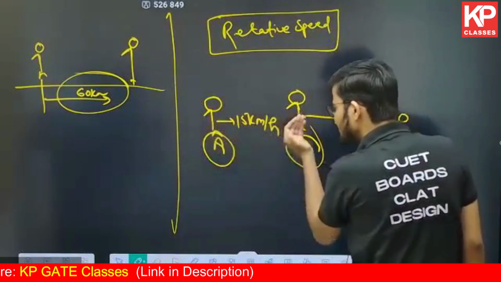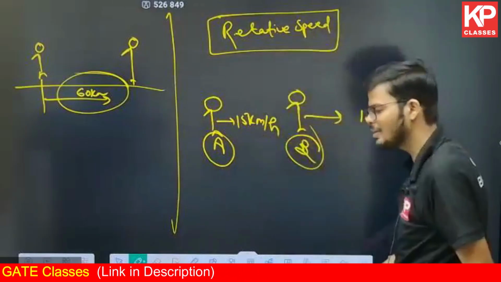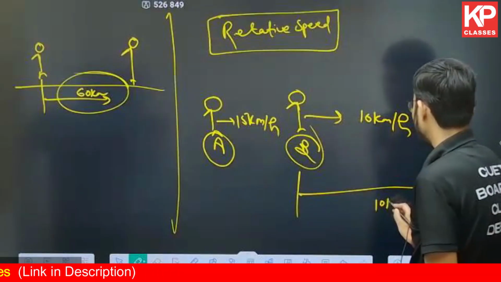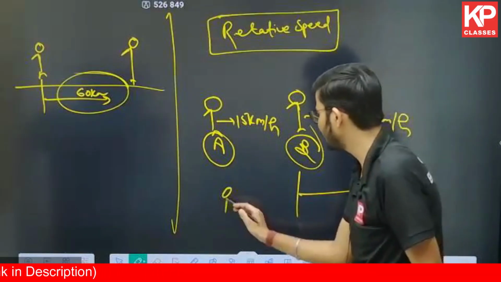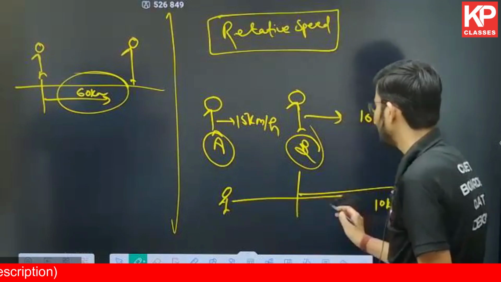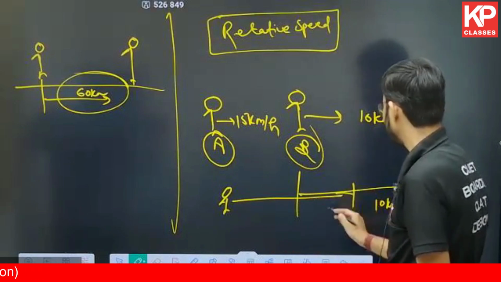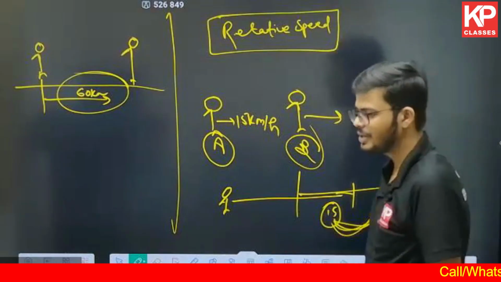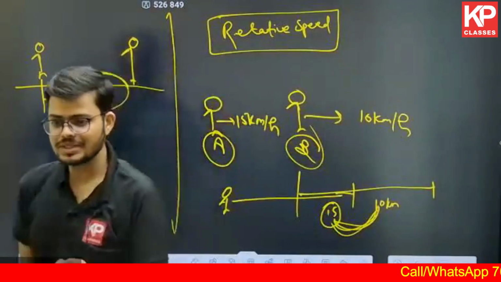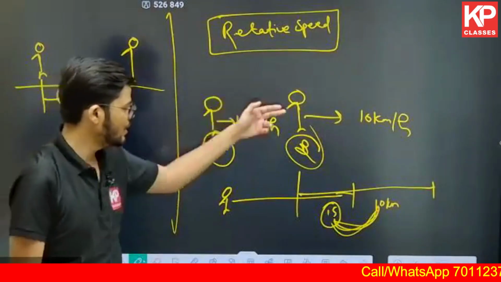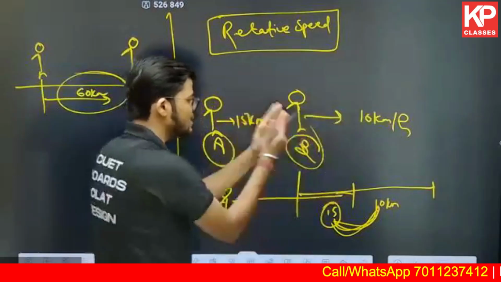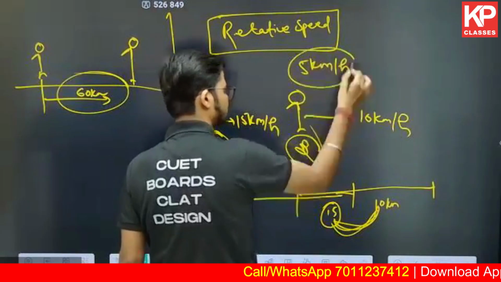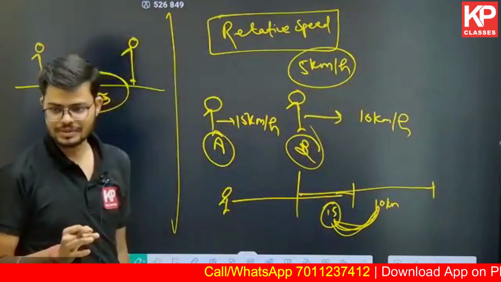Now, the second case will be: what is the speed of Mr. A with respect to Mr. B? Let's take an example of 1 hour. Mr. B in 1 hour will go 10 kilometer. Mr. A will go 15 kilometer. Right? So what is the distance between them? 5 kilometer. That means he is going at 15 speed, and the other is going at 10. So what is the displacement between them? This is 5 kilometer per hour.